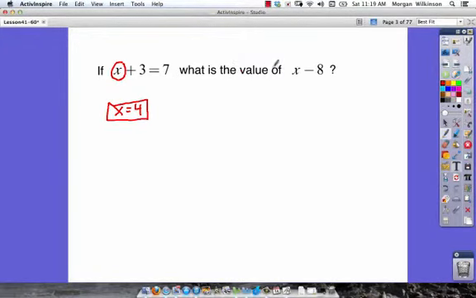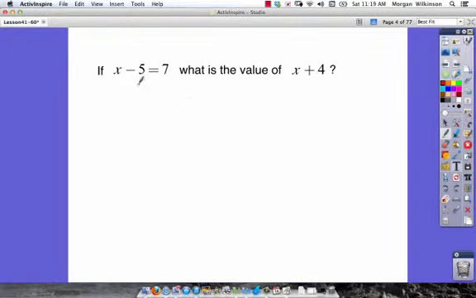So, what is the value of x minus 8? Well, we know x is equal to 4, so 4 minus 8 must give us our answer. And 4 minus 8, that must be equal to negative 4. So we're all done. We'll put a double box around the negative 4 so we know that that's the answer that we want for the question that we've been given. We've got one more example. Let's go ahead and look at it.